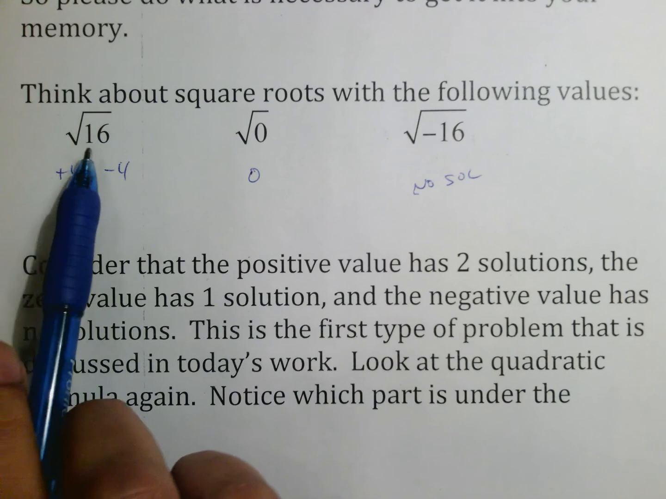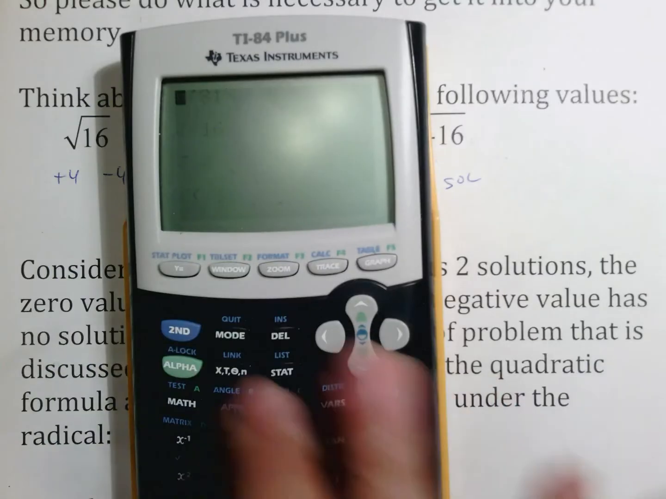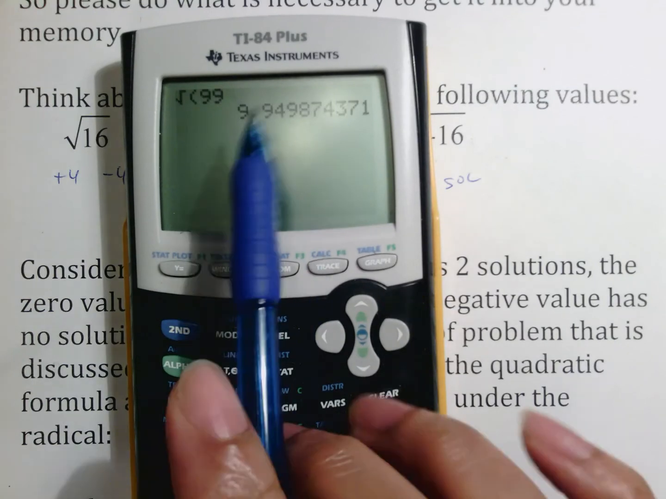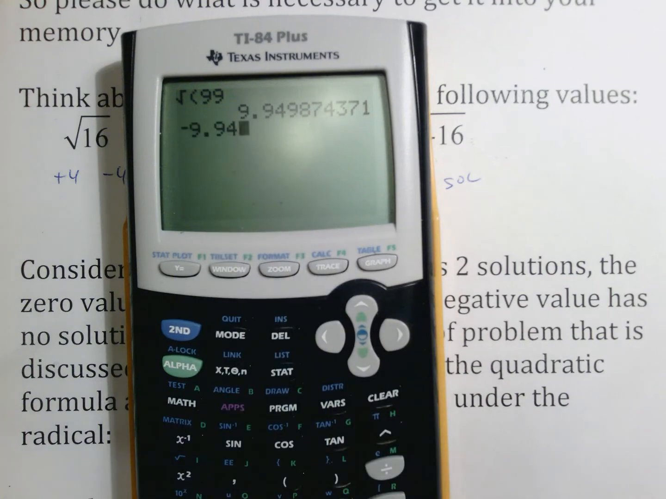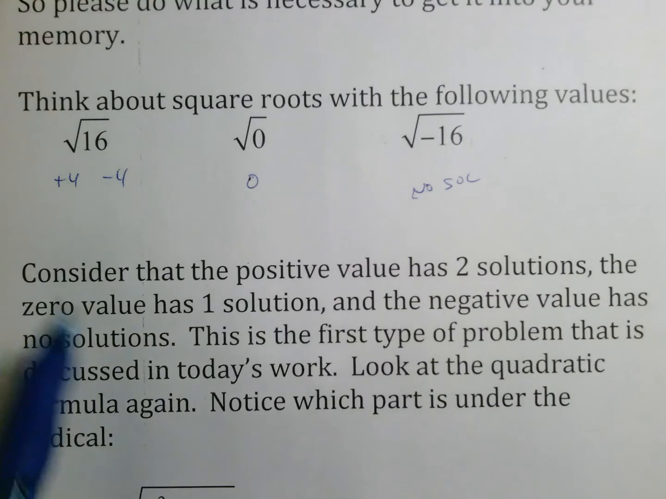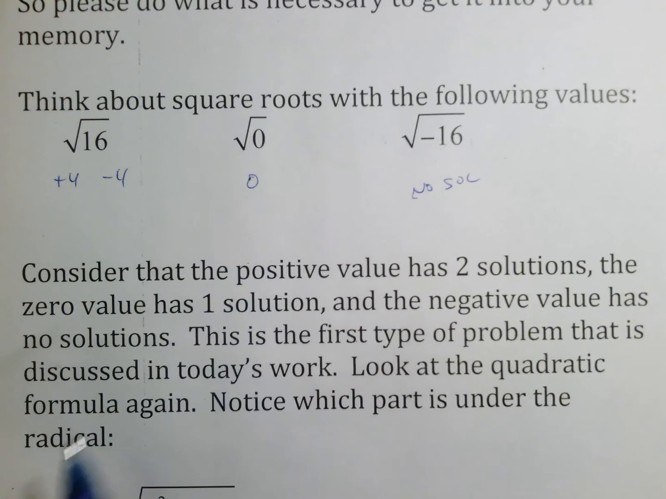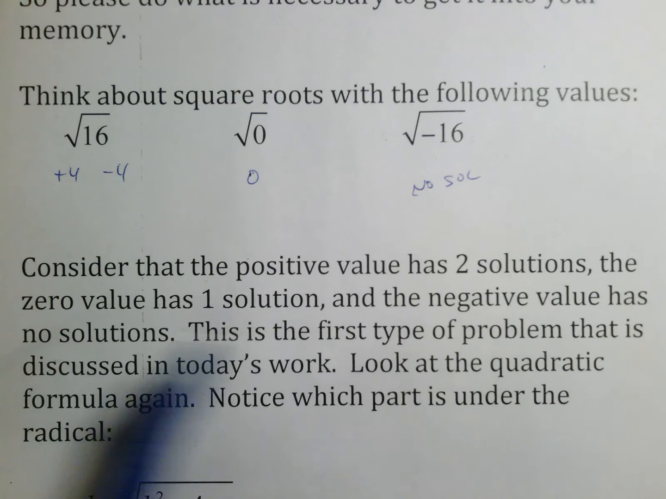When you take the square root of a positive number, it's going to have two answers. I don't care if it is a decimal. If I do the square root of 99, even though it's 9.94, it's positive 9.94, it's also negative 9.94, even though that's not going to be exact, but you see that's going to get you pretty close to 99. Every positive number that you square root gives you two answers. Anytime your answer is 0, you're not going to have any solutions, and anytime you get a negative number, it breaks the rules, so there is no solution. Again, consider the positive value has two solutions, 0 has one solution, negative value has no solutions.